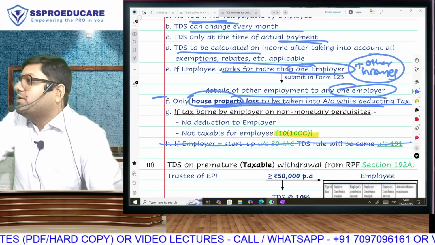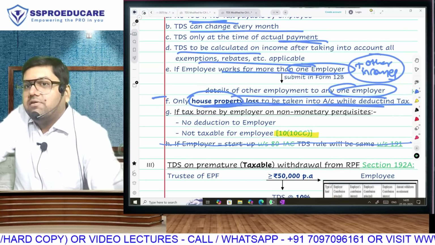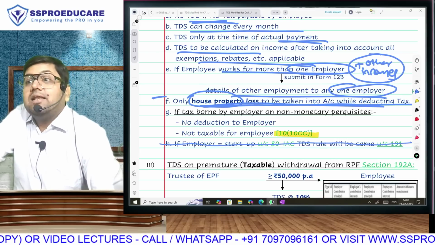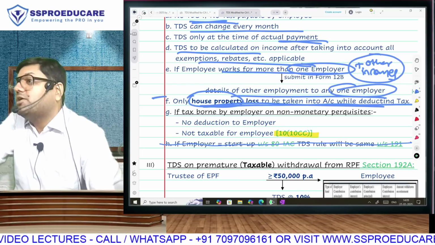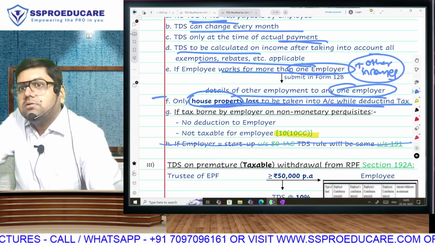Tax paid by employer on non-monetary perquisites provided to the employee, directly to the government. So listen, your boss is giving you salary plus perquisites. Are salary plus perquisites both of them taxable? But the tax on the perquisite, the boss has already paid. That means you don't have to pay that much.